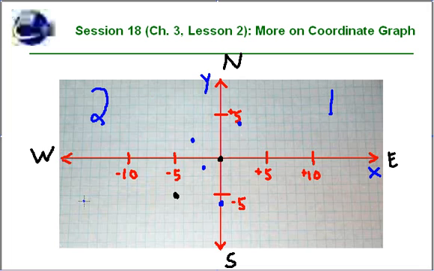And what you do is you start at the top right and you label that quadrant 1. Then you move counterclockwise. That would be quadrant 2. Then you go down to quadrant 3, and lastly over to quadrant 4.